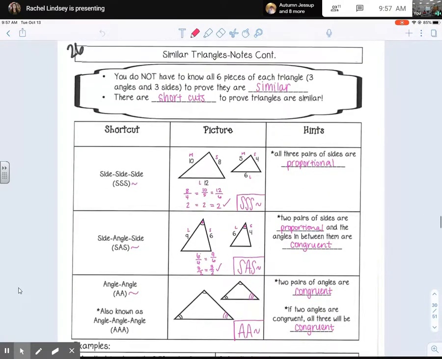So we have 3 different ways we can prove that triangles are similar. We have side, side, side similarity, where all 3 sides are proportional. We have side, angle, side, where we have 2 proportional sides and then include an angle. And we have angle, angle, where we have at least 2 angles that are congruent.